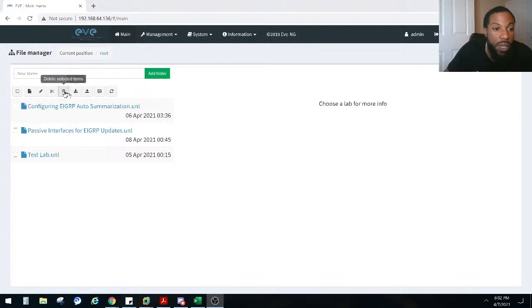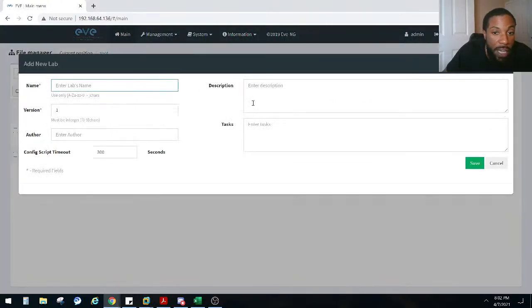So let me go ahead and start that up, get to labeling and cabling while some people trickle into classroom. Let's go ahead and add a new lab and call this bad boy, what we said it was? Summarizing EIGRP routes.